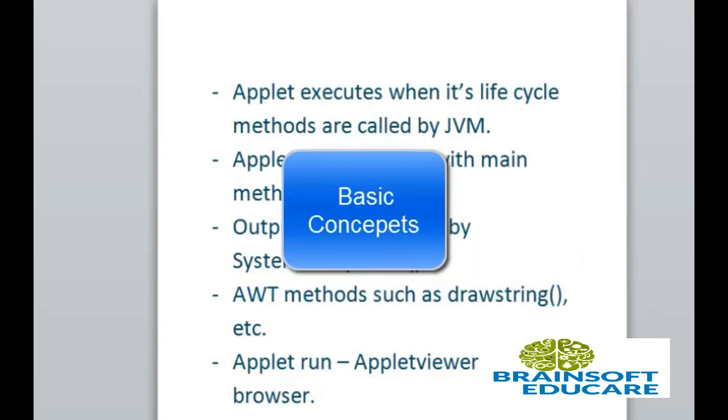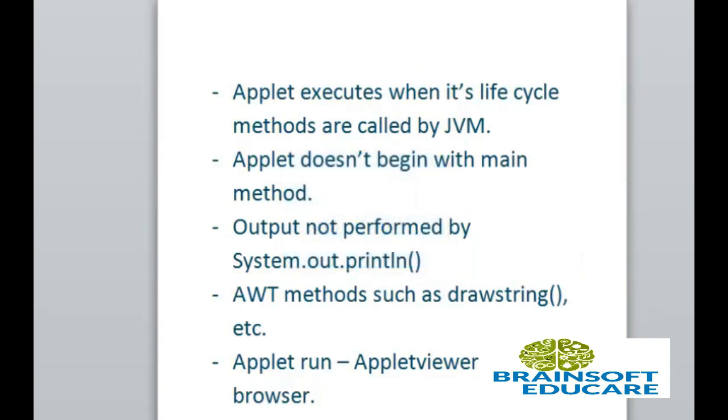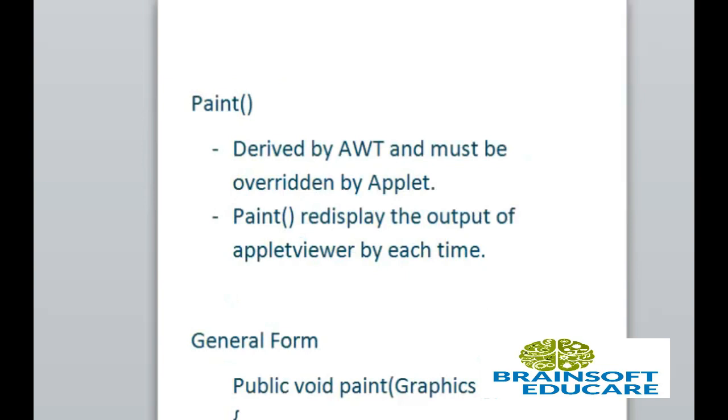Applet executes when its lifecycle methods are called by JVM. Applet doesn't begin with main method. Applet is a different kind of program which runs on Applet viewer or web browser. On Applet, output is not performed by the System.out.println method, but we can use some AWT methods such as drawString method and paint method.